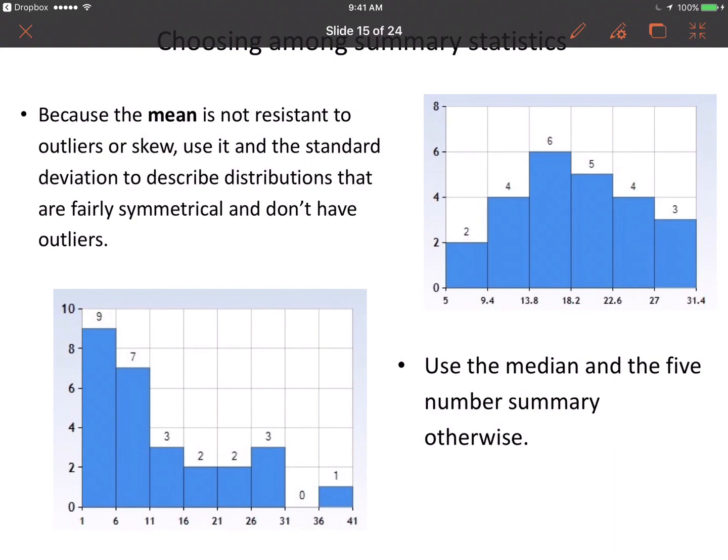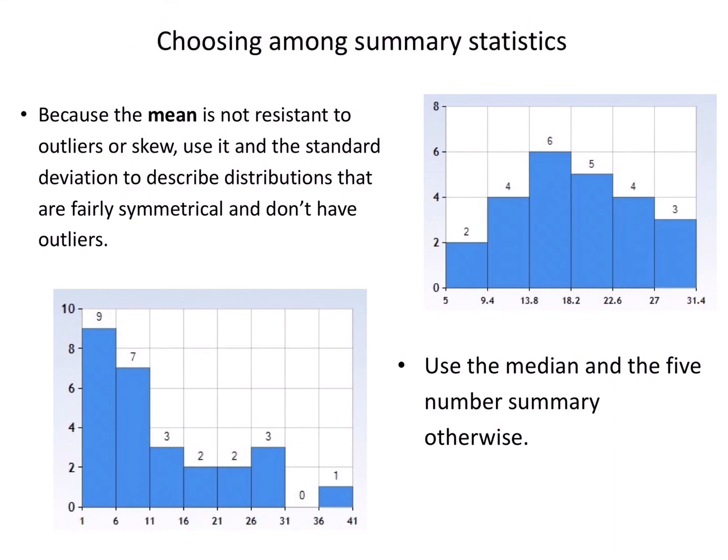So if you've got a picture of a distribution like the one on the bottom, here we've got an outlier and we've got a little bit of a skew, we want to use the median and the 5-number summary to describe a distribution that looks like the bottom left. If your distribution is relatively bell-shaped and fairly symmetrical and there are no outliers, then the mean and standard deviation are appropriate choices to describe your center and spread. Okay?